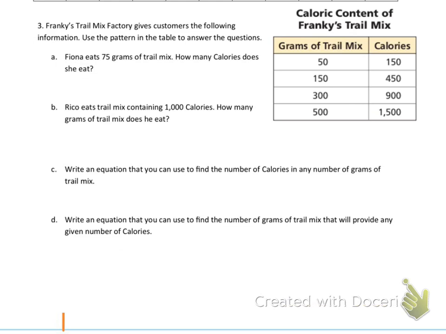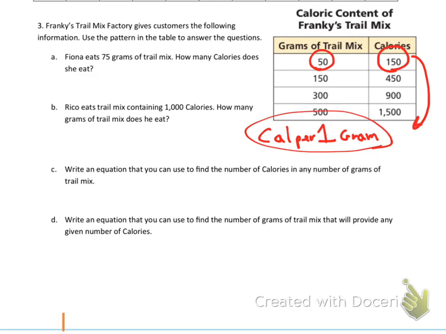Okay, for 3, Frankie's Trail Mix Factory gives customers the following information. Okay, they say if you eat 50 grams of trail mix, you're going to get 150 calories. What I would do is find how many calories you get per gram. For 1 gram, so find calories per 1 gram. Once you do that, all you have to do is multiply or divide, and you get all of these answers. Just think about it.